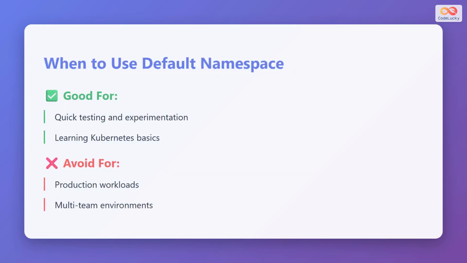Knowing when to use the default namespace is crucial for maintaining a well-organized cluster. The default namespace is perfect for quick testing and experimentation when you're learning Kubernetes or trying out new features. It's also ideal for beginners who are just getting started with Kubernetes basics. However, you should avoid using the default namespace for production workloads or in multi-team environments. In these scenarios, the lack of organization and isolation can lead to accidental conflicts and make resource management very difficult.